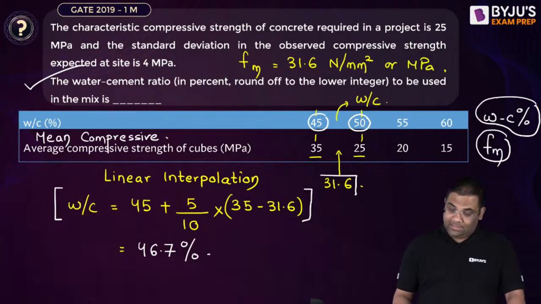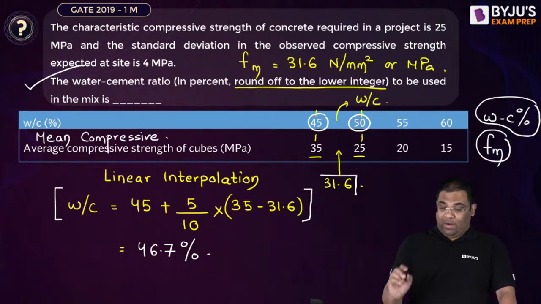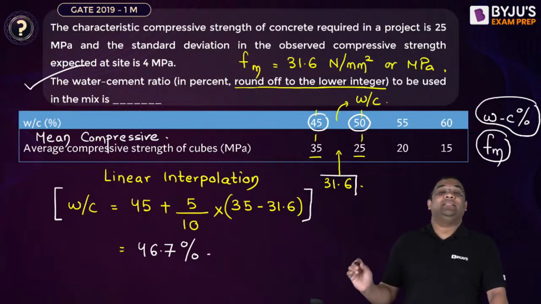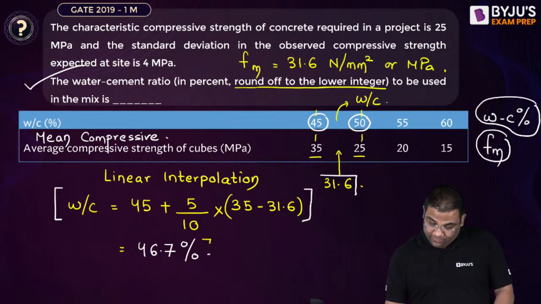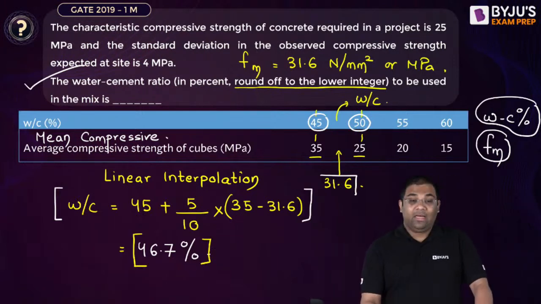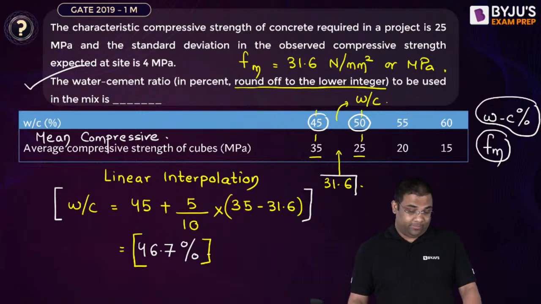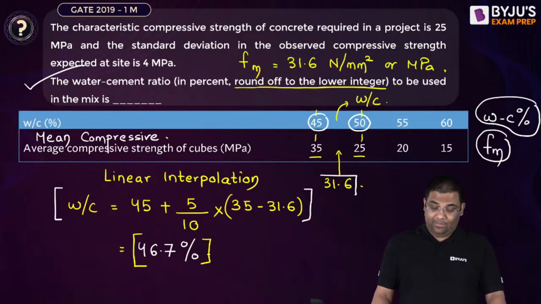Now, in GATE examination, they always ask such questions. What is written? Round up to the lower integer. So what will you enter as the answer, tell me? If you are getting 46.7, what will you enter in the answer from the instructions given in the question?